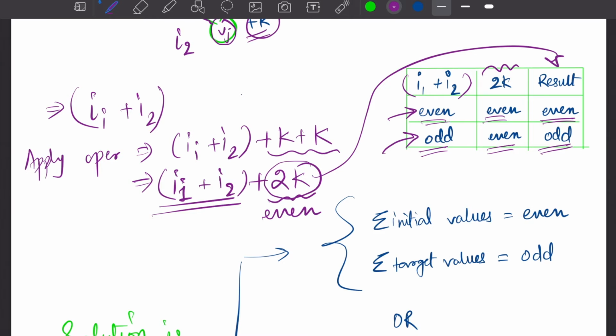Whatever amount of operations we apply, let's say we apply it an infinite number of times and we add k1, k2, anything, since these are even, this will not affect the parity of I1 plus I2. I1 plus I2 will remain even after all the operations. Similarly, if it is odd, it will remain odd even after all the operations. So the parity of the summation of initial values never changes.